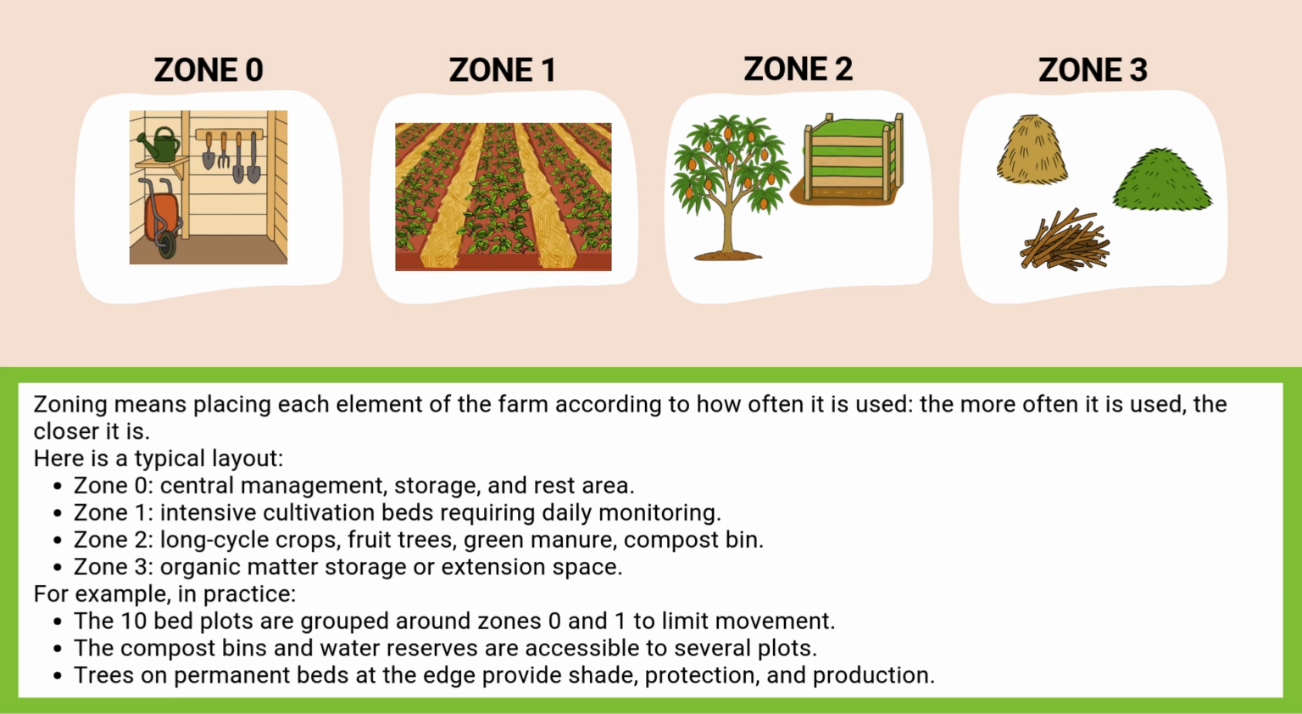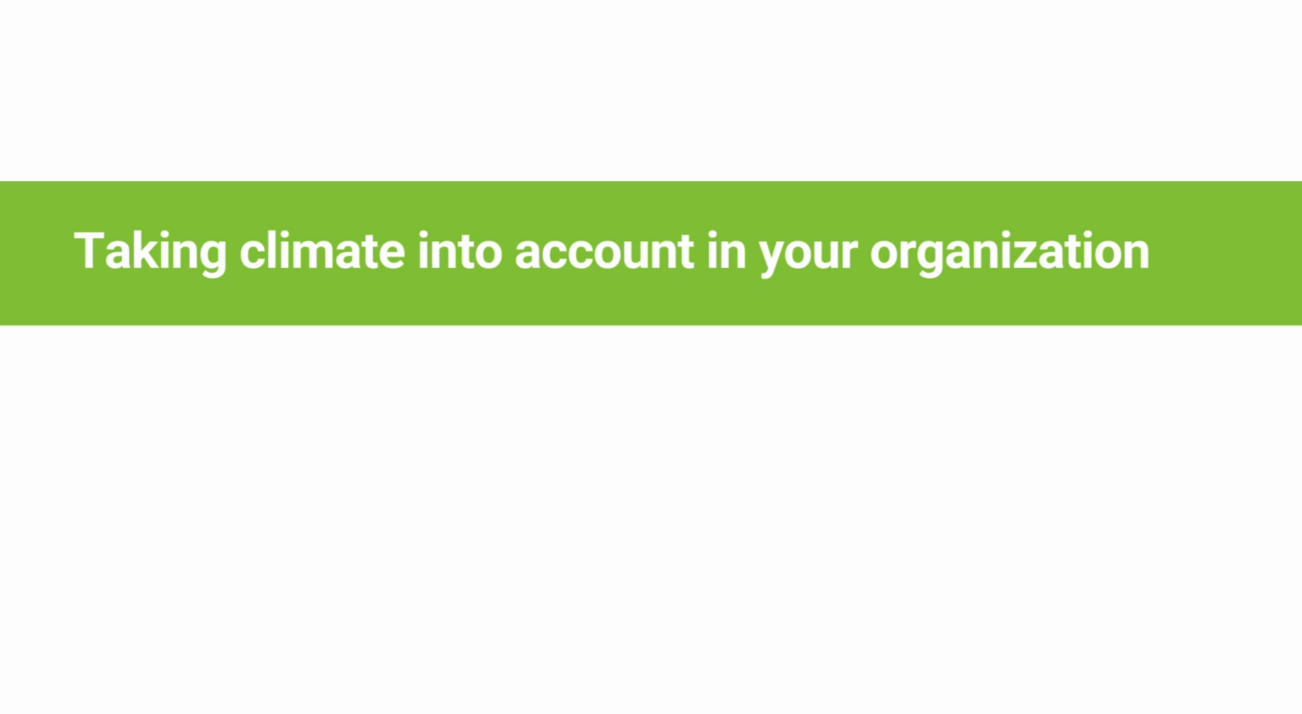For example, in practice, the 10-bed plots are grouped around zones 0 and 1 to limit movement. The compost bins and water reserves are accessible to several plots. Trees on permanent beds at the edge provide shade, protection, and production. Taking climate into account in your organization.